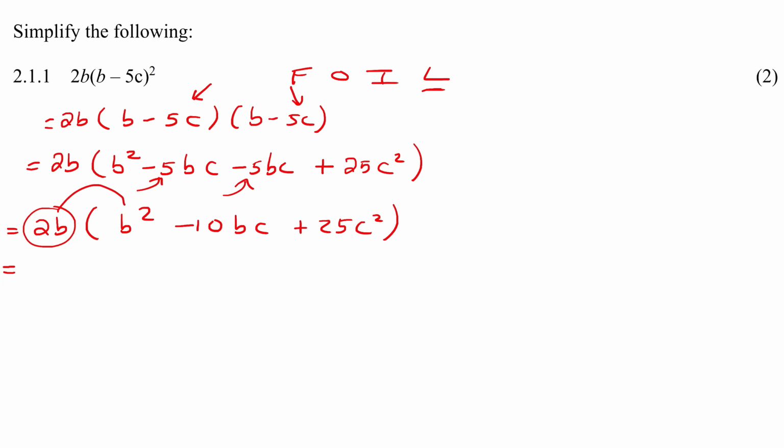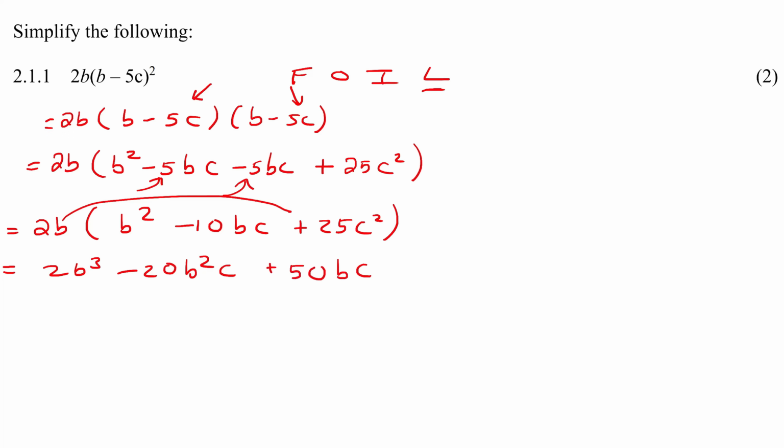Okay, so when we multiply this first one, it's going to be 2b cubed. Then we're going to multiply it into there. It'll be minus 20b squared c. Then we're going to multiply there. It'll be 50bc squared. And there's your answer.